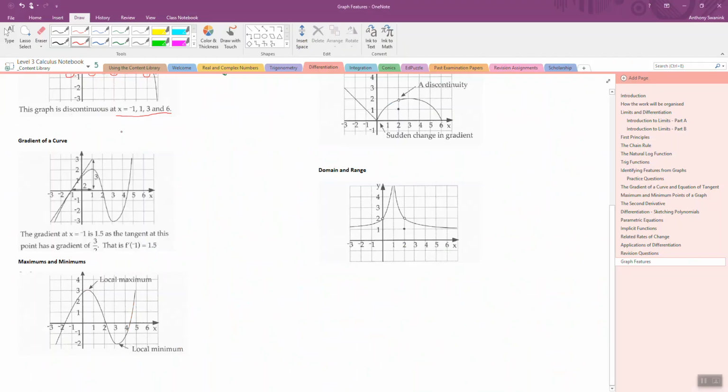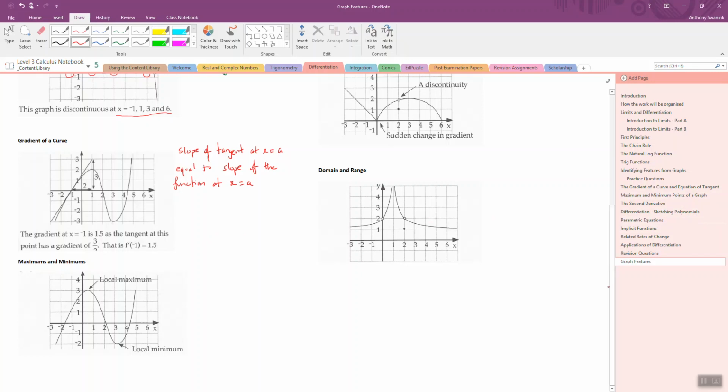So let's make that key point then. The slope of a tangent at x equals, say, a is equal to the slope of the function at x equals a.